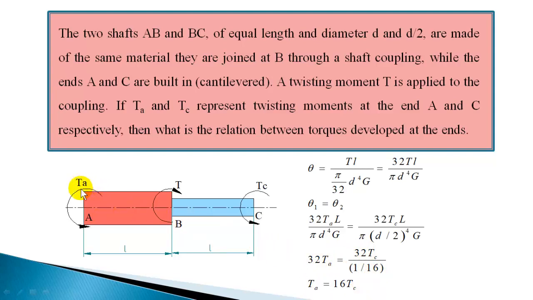So the torque developed at this fixed end will be 16 times the torque developed at C. This end will be subjected to maximum torque. So this portion will be subjected to maximum torque as a result of this torque applied at this junction.